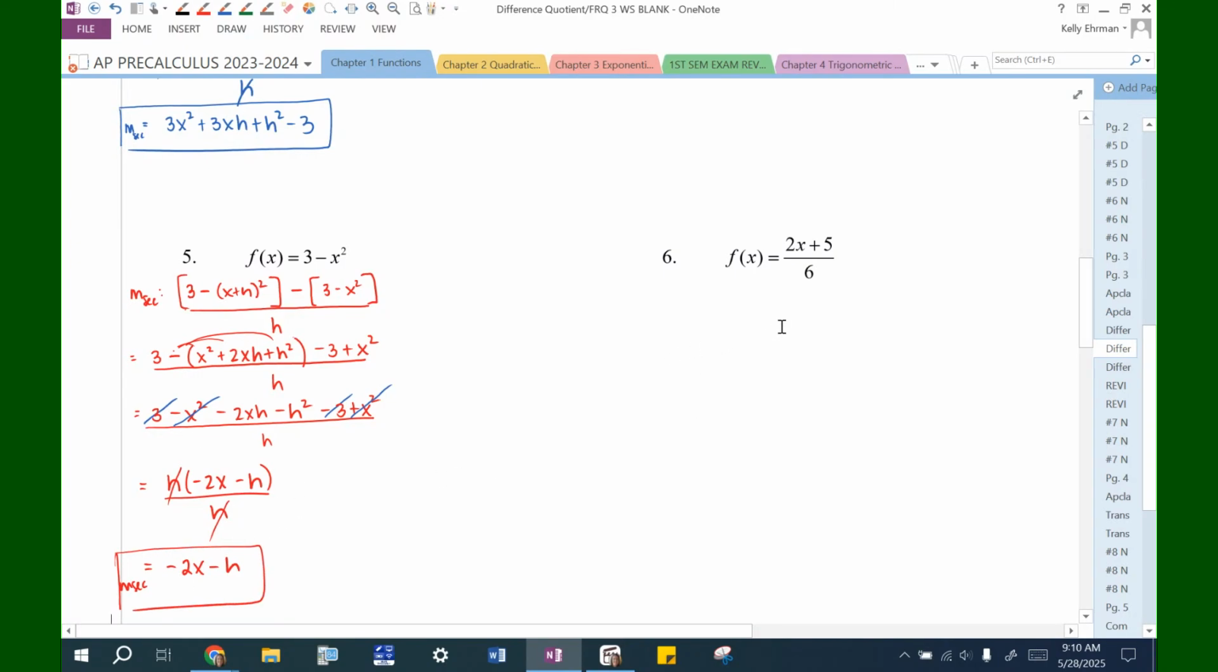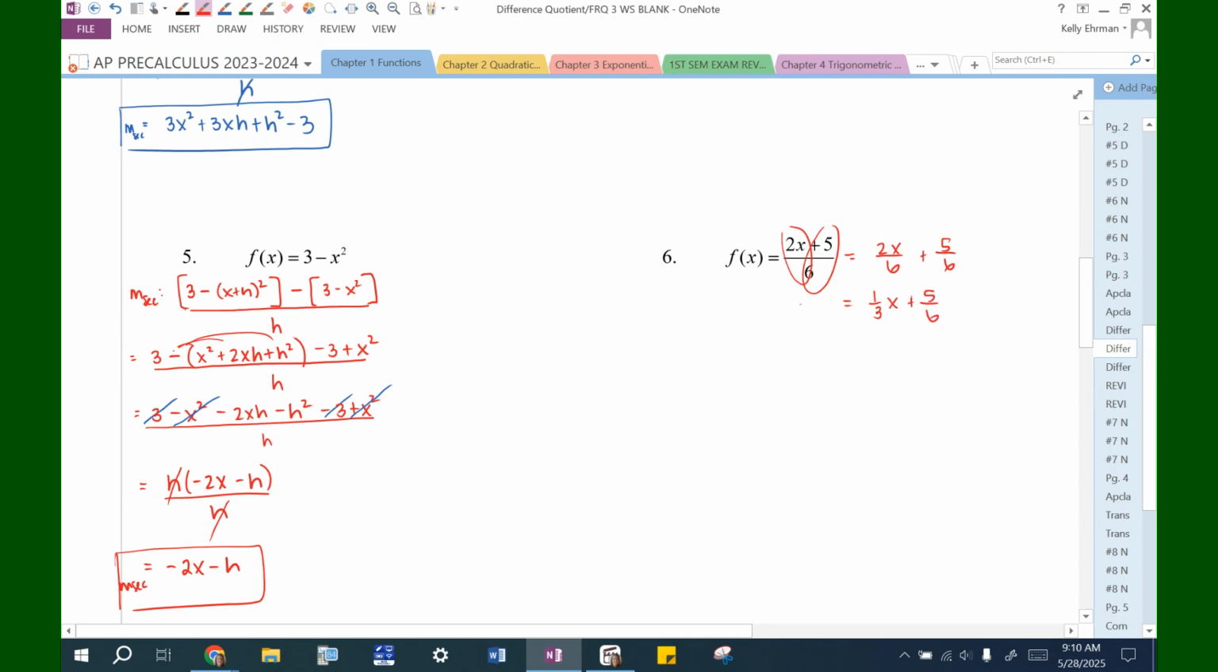What about this last one? It doesn't quite look linear, but this is not an x down here. So this is a degree 1 equation. Divide each term by 6. 2x over 6 plus 5 over 6. If you do that, it's more familiar. 2 over 6 is 1/3 times x plus 5 over 6.